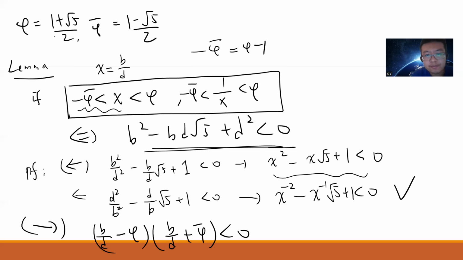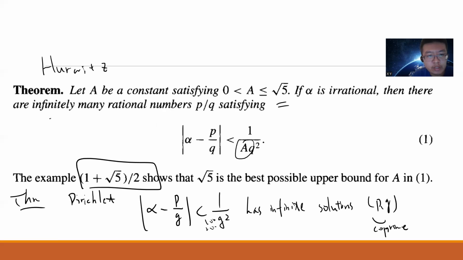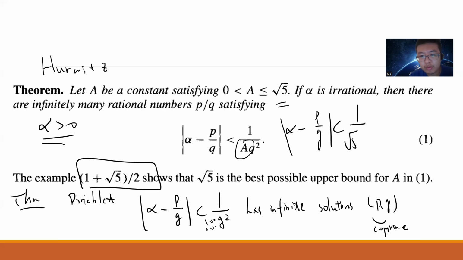In this case, I should assume by contradiction an irrational number. I want to prove the following: I can restrict alpha to be greater than 0, without loss of generality. I want to say that there are infinitely many p, q such that alpha minus p divided by q is less than 1 over square root of 5 q squared. At least I can find infinitely many of these p, q.